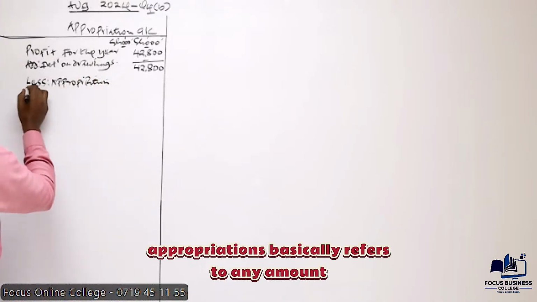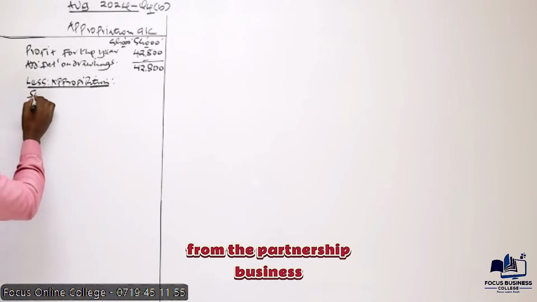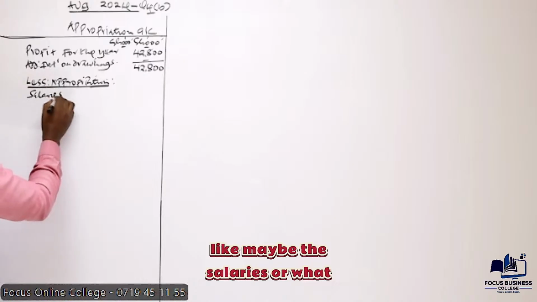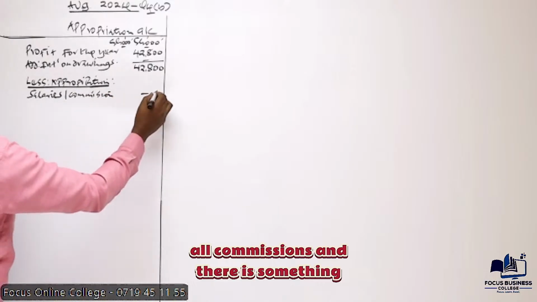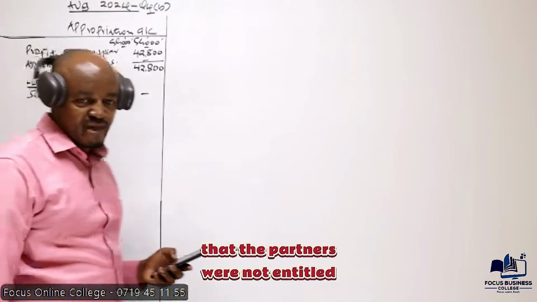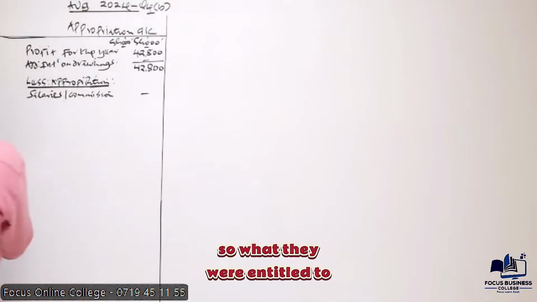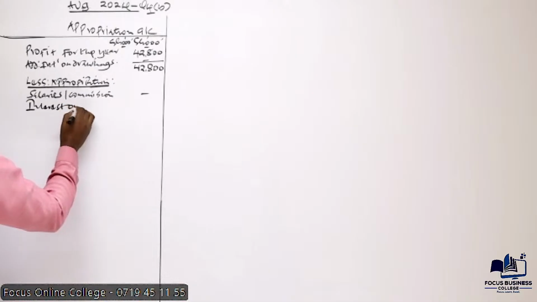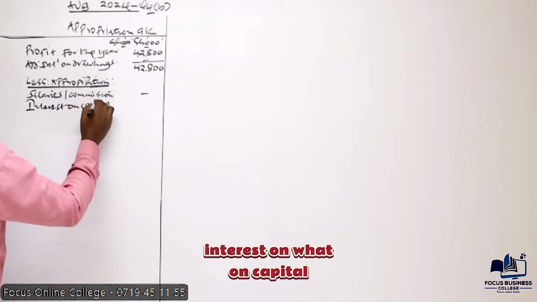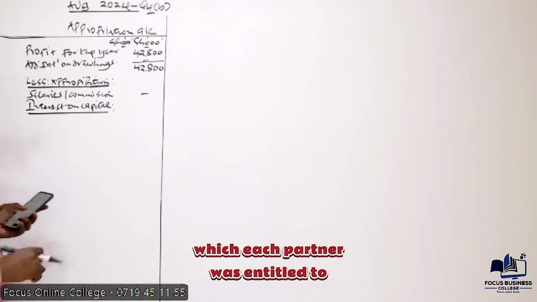Appropriations basically refers to any amount of money which the partners are entitled to from the partnership business, like maybe the salaries or commissions. You're told in paragraph 1 that the partners were not entitled to salary or commission. What they were entitled to, as per the first paragraph, is the interest on capital. So what we need to do here is to compute the interest on capital which each partner was entitled to.